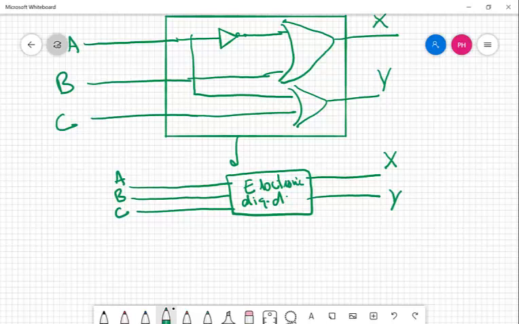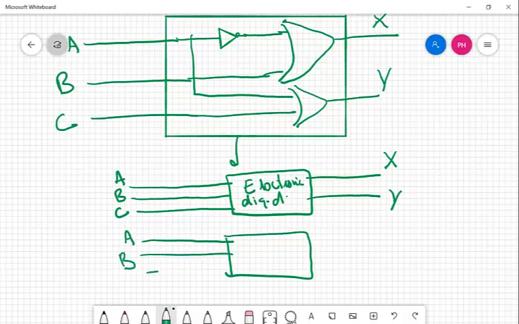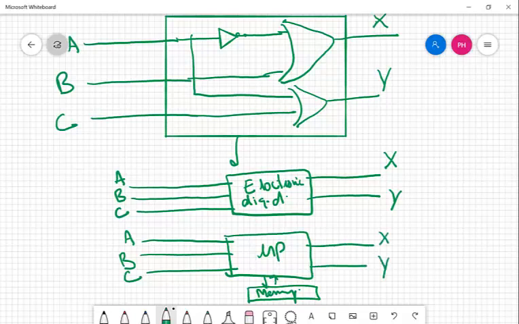But in a microprocessor we might have the same three inputs a, b and c. They will be input to our microprocessor. The microprocessor will read this data, and depending upon what the data is and what the instructions are, those instructions we have written in the memory, we will have some specific output.